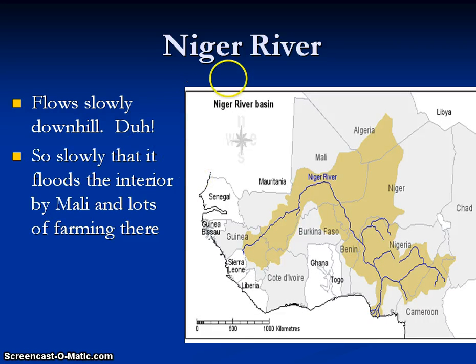Now the Niger River flows downhill just like all rivers do, but it starts right here in Sierra Leone, and if it were just to take a shortcut right to the ocean, it would go this way, but it can't because it's going downhill. Bit by bit, it goes down, and it flows incredibly slowly, like just a couple of inches over miles downhill. And so there's this inland delta area which it floods, and that's an area where there's a lot of farming.